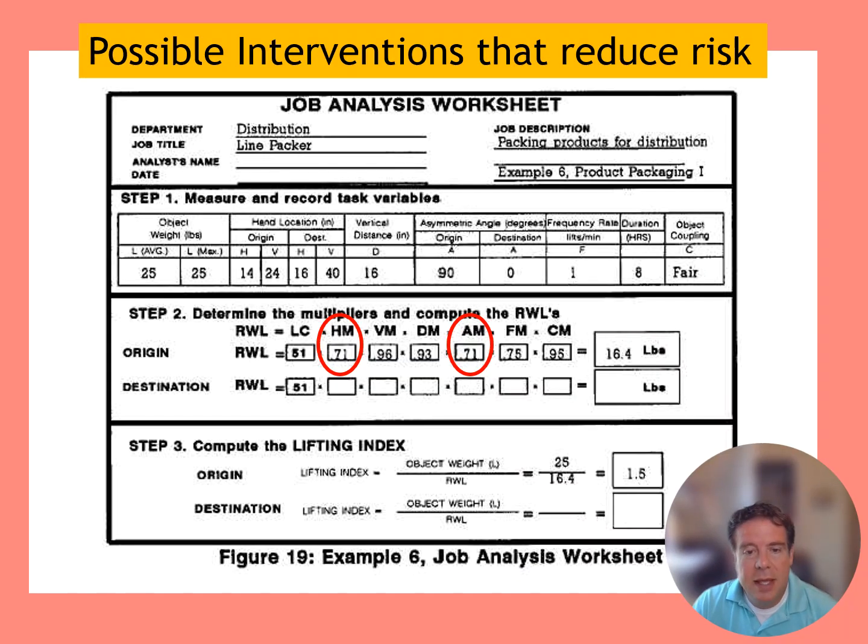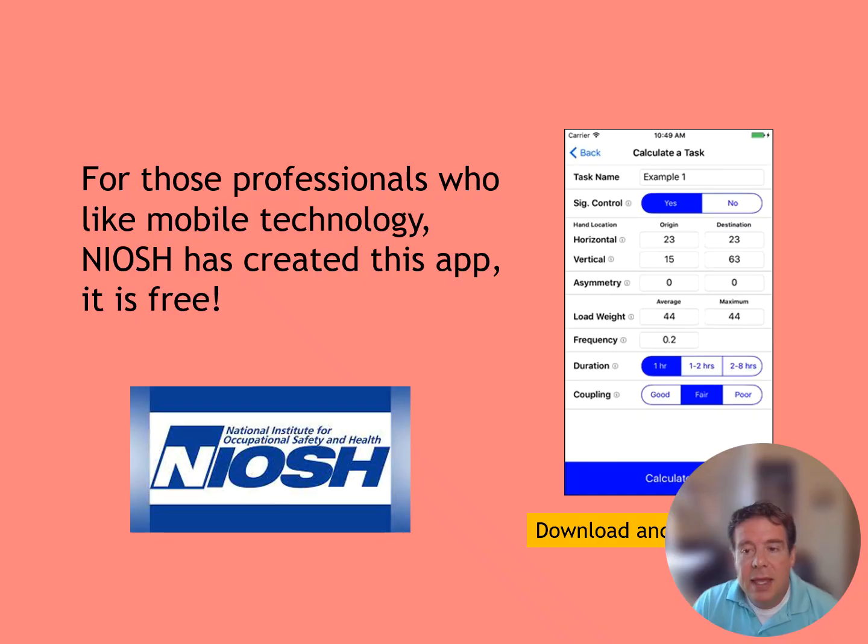So again, on this example, the two big risk factors were that horizontal and the AM, which is that twisting. So if you address these two values, that recommended weight limit is going to go up and the risk value is going to go down. So that's a good way to apply this. And again, as we mentioned, there's an app for the revised NIOSH lifting equation. Please go get it. It's free, it's easily searchable, and you can just input these numbers for both the origin and the destination. It will give you that recommended weight limit as well as which risk category it is.